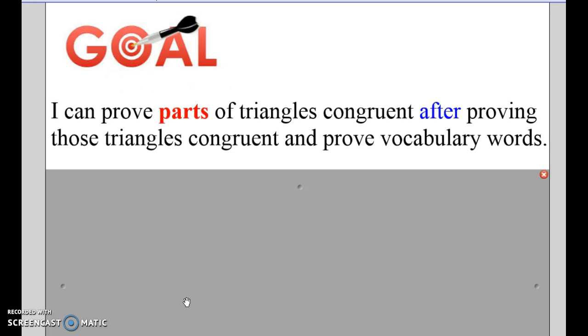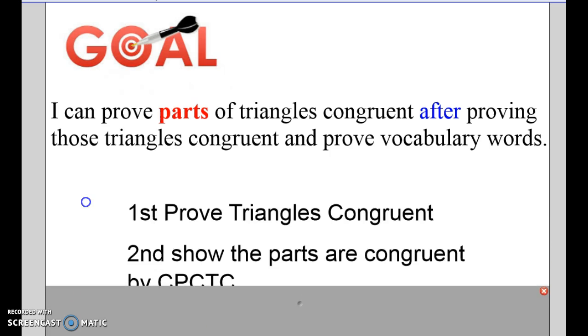Okay, welcome to our video lesson on proving parts of triangles congruent. These are called CPCTC proofs, if you'll see that in your agenda. Basically, we're going to prove parts of triangles congruent after proving the triangles themselves congruent. And sometimes some of our proofs might have vocab words. Okay. So here's what we're doing.